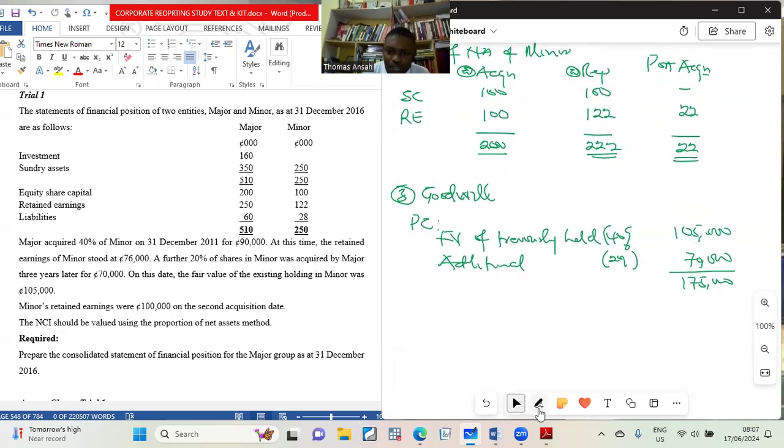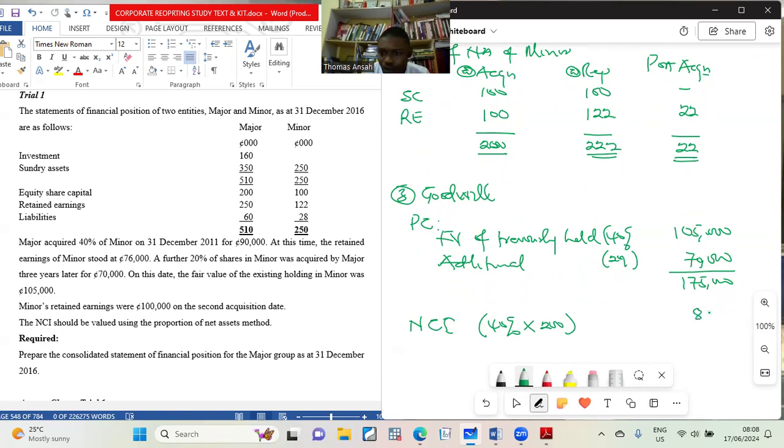What do we do? NCI. Now, this NCI wasn't at fair value, so we will do proportionate, which is 40%, because now together it makes 60%. So NCI will be 40% of the 200,000. So what is 40% of 200,000? 0.4 by 200. That is 80,000. All right. So that is that. Then we less fair value of net assets of minor at acquisition, which is the entire 200,000.